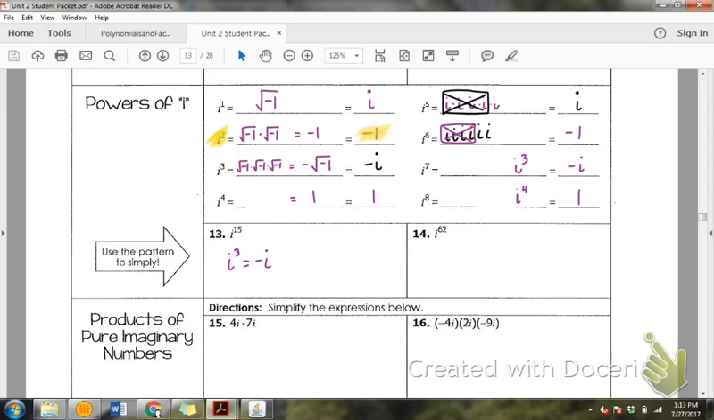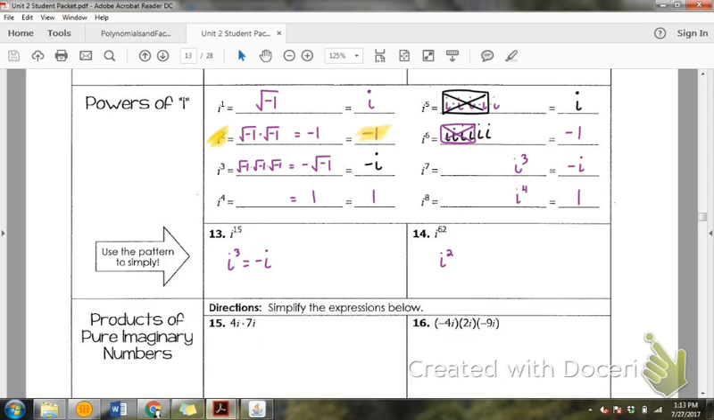So we want to be looking at the remainder. Okay, so 0.5 is what we care about, not the 15. We're looking at how many are left over. 0.5, okay, is like 50 cents. How many quarters is 50 cents? 2 quarters. So that means that there's 2 left. So this is really i squared.